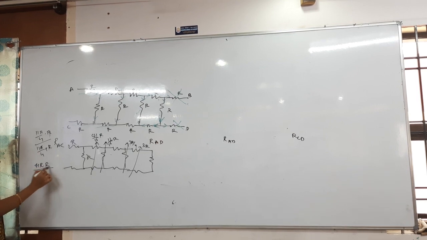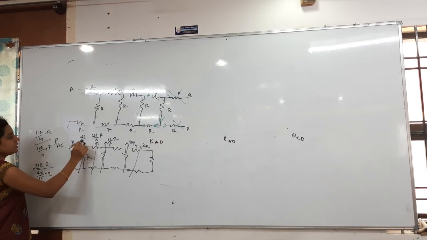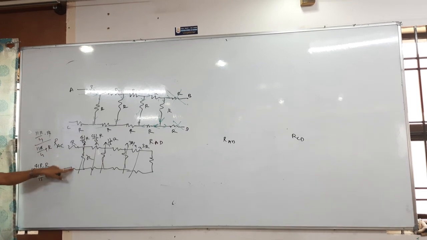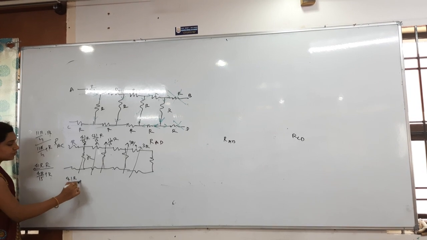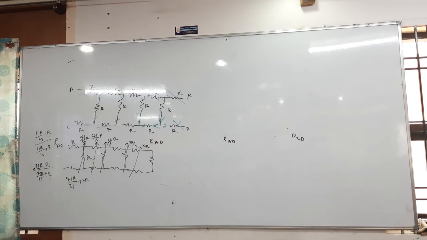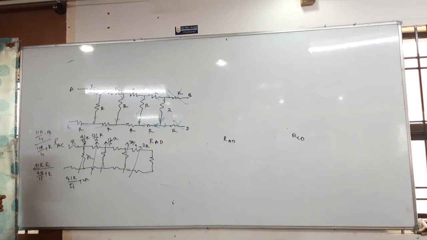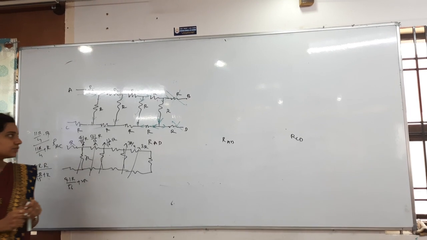41R by 15 into R, divided by 41 by 15 plus R. 41 plus 15 is how much for us? 56, right? We will get 56. So 41 by 56R here. Then again this one, which combination? Series combination. So 41R by 56 plus 2R. That is the final answer: 153R by 56. Yes, that's correct.